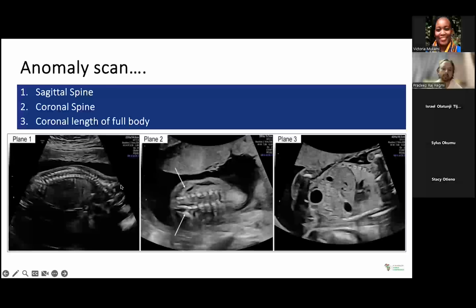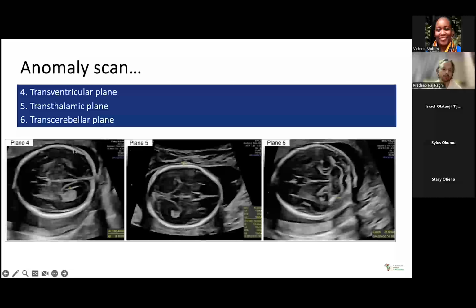So while doing anomaly scan, we see the spine throughout its length in second trimester, in the sagittal plane and coronal plane as well. And we see the coronal length of the full body as well to see the diaphragm, fetal lung, cardiac activity. So these are the common planes, and we measure the ventricular diameter as well to identify whether the fetus has ventriculomegaly or not.